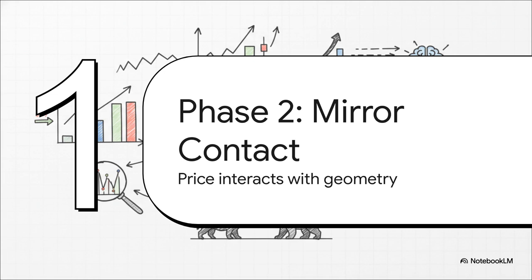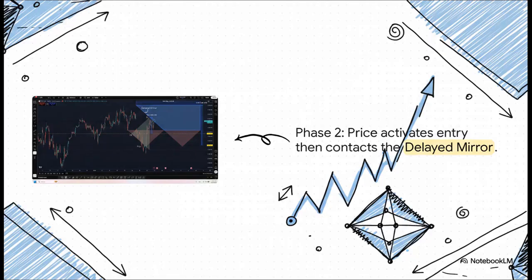This brings us to phase 2, which is called mirror contact. This phase gets documented when the price physically interacts with the model's geometry, specifically a line called the delayed mirror. And here you can see exactly what happened. First, the price actually declined a bit, and that activated our secondary entry point at PC. Then it turned around and climbed right up to make contact with the geometric structure.